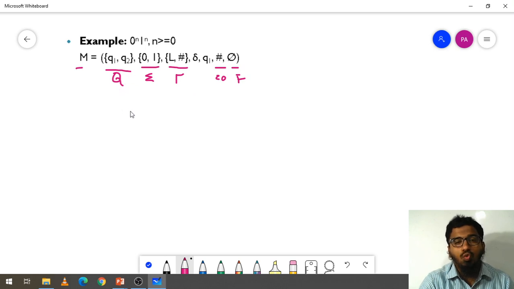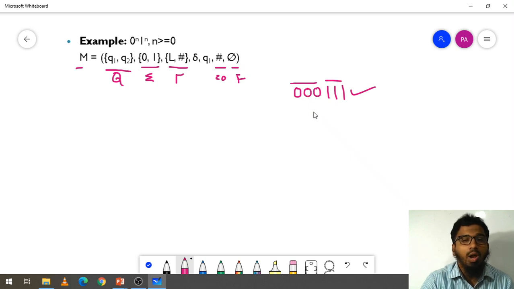So this is what we need to do: we have to take this and solve it. So for solving this, first of all, what kind of strings can be valid for this? Is this valid, like 0, 0, 0, 1, 1, 1? Yes, it is valid, because there are equal numbers of zeros and ones. 0, 0, 1, is it valid? No. Why is it not valid?